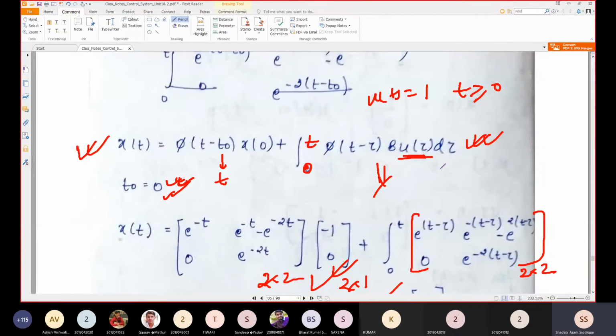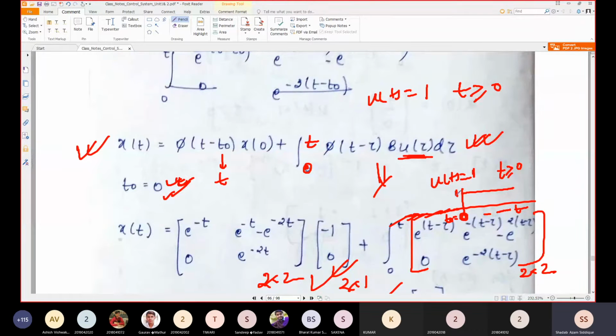Okay, that's good. See, u of t is given as 1 for t greater than equal to 0. Our input will be 0 for all t less than 0. So there is no input at all. Input is starting from this point and goes up to some particular value. That's why t naught is basically the starting point of the input. So t naught is 0.